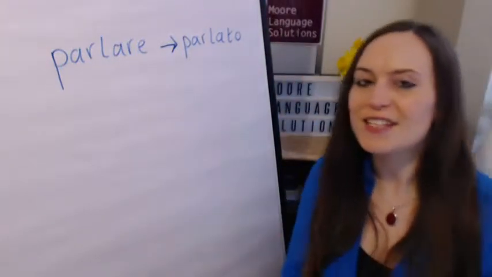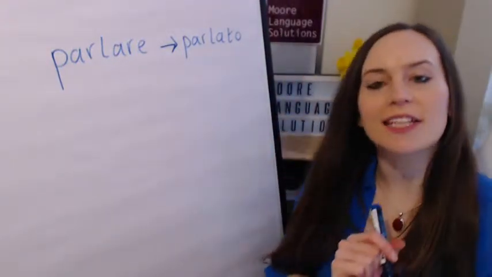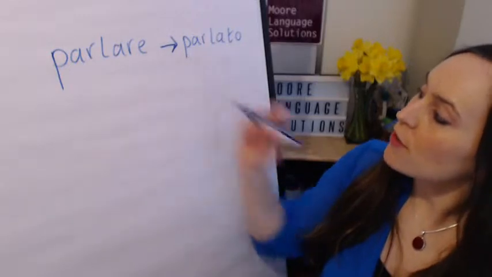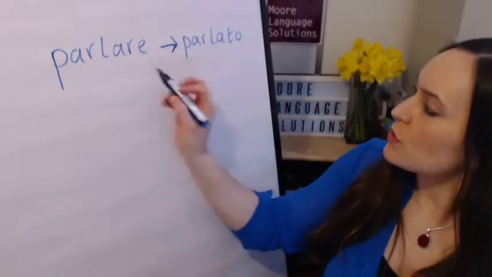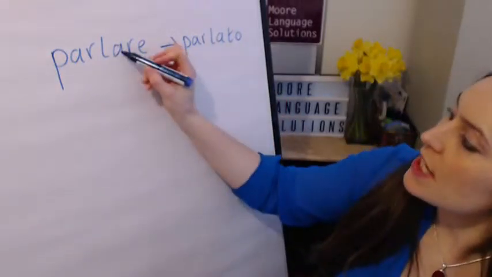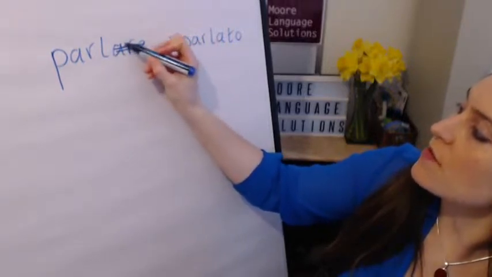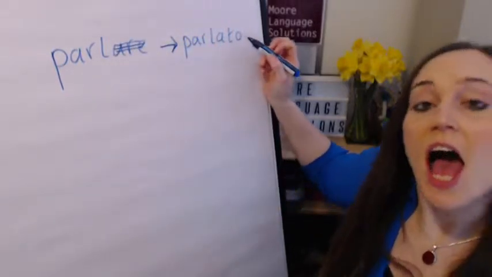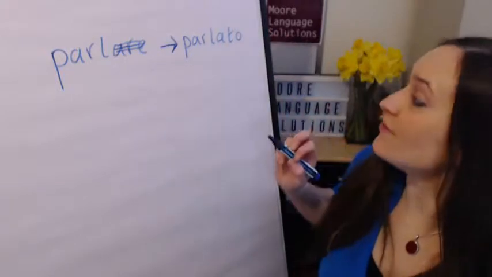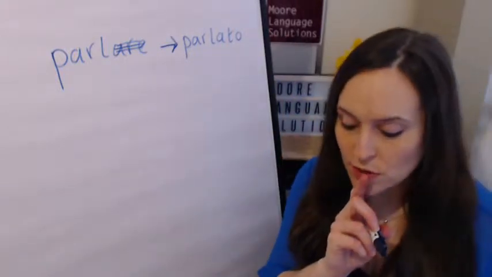Parlato. That looks familiar, doesn't it? Ato at the end, because it's an ARE verb. So, to create the past participle, you simply take off the ending of the verb and you add ato. Okay, that's not too hard.